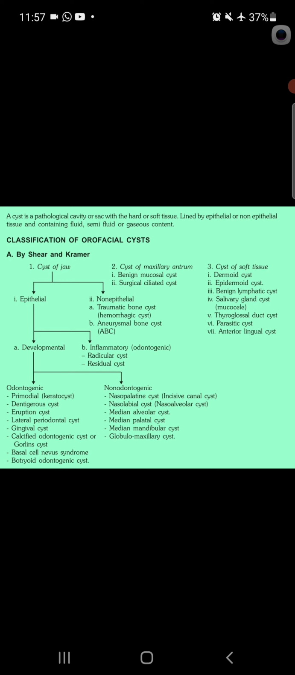In non-odontogenic, there is the nasopalatine cyst, also known as incisive canal cyst, because it is present in the incisive canal region. Next is the nasolabial cyst, also known as nasoalveolar cyst. Next are the median alveolar cyst, median palatal cyst, median mandibular cyst, and globulomaxillary cyst. In cysts of the maxillary antrum, there are the benign mucosal cyst and surgical ciliated cyst. In cysts of the soft tissue, there are dermoid cyst, epidermoid cyst, benign lymphatic cyst, salivary gland cyst which is mucocele, thyroglossal duct cyst which is due to a remnant of the thyroglossal duct, parasitic cyst, and anterior lingual cyst.